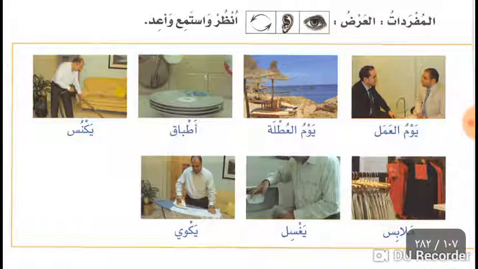On the next page we have vocabulary, read it. يوم العمل. Working day. يوم العطلات. Holiday. أطباق. Dishes. يكنسون sweeping. He's sweeping. ملابس clothes. يغسل washing. يكوي ironing. Okay.